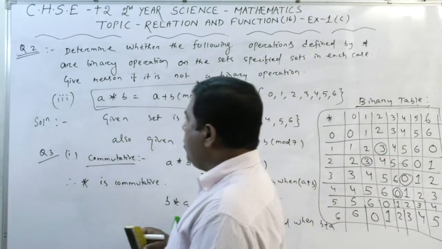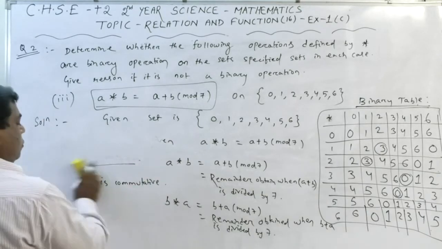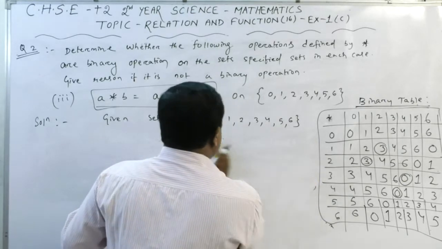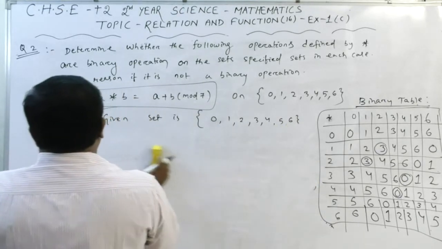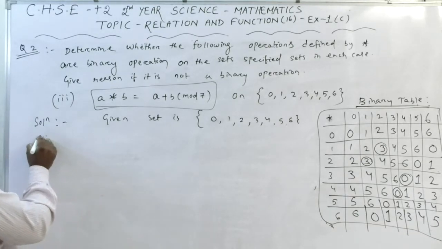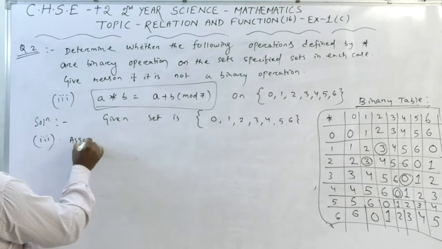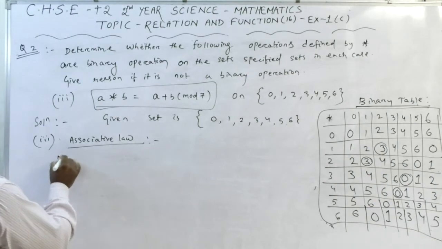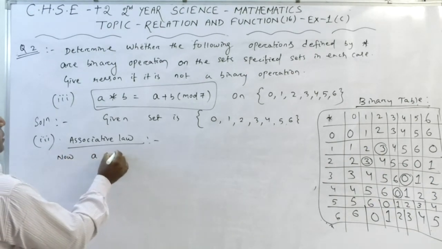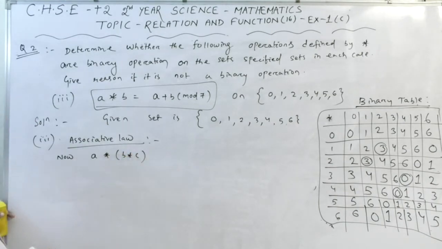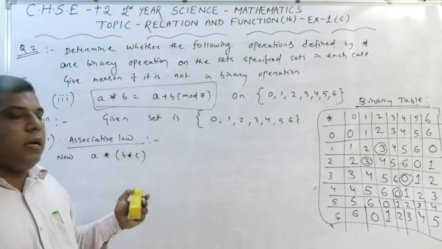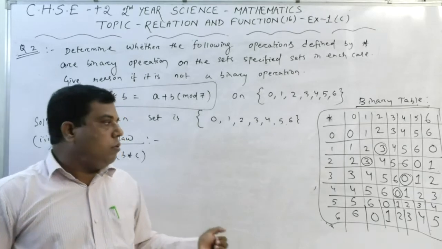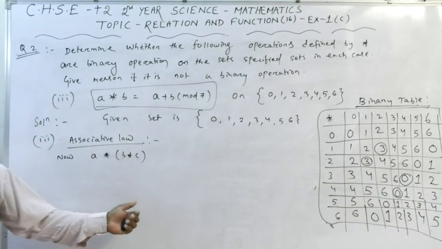Now we will go for some other properties also. Now we will show the associative law. So what is the associative law? A star B star C. That is the associative law that we have to check now. We have checked that it is commutative in nature. Now we will go for the associative law.